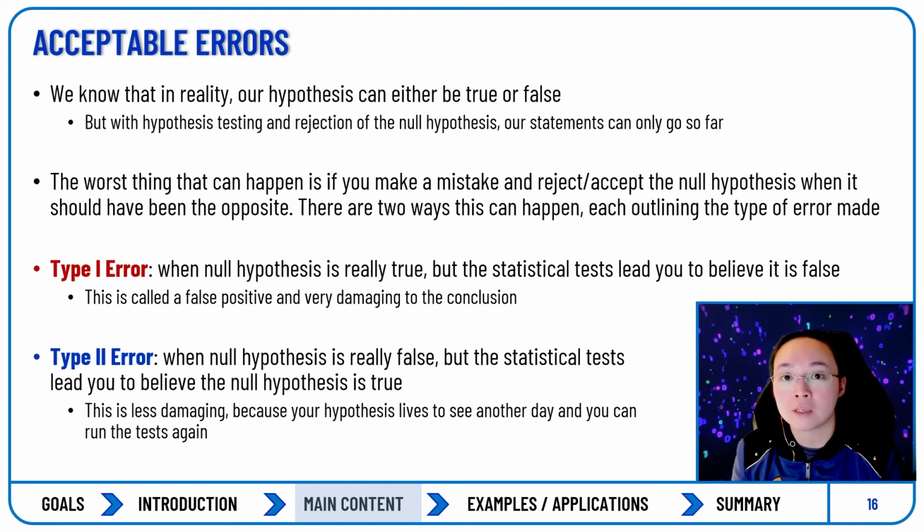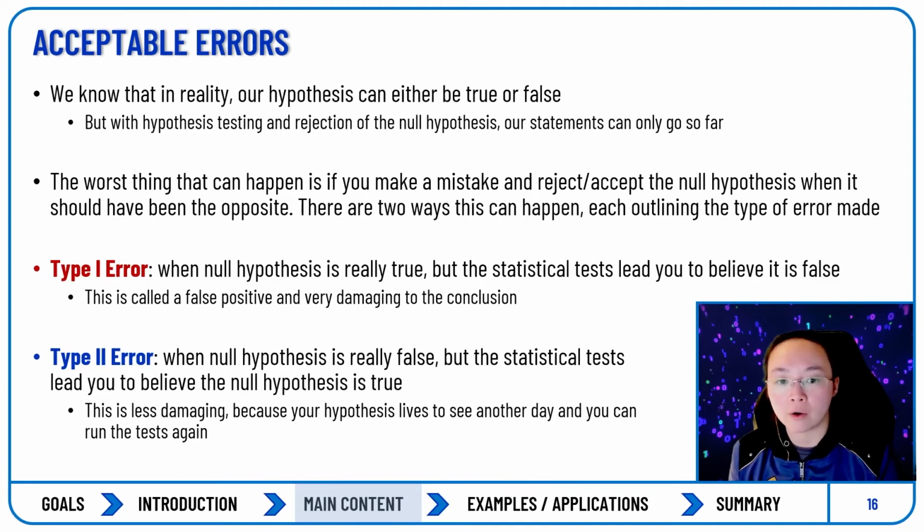Type 1 error is when the null hypothesis is really true, but the statistical tests have led you to believe that it's false. In that case, this is quite a damaging conclusion because you've basically created a false positive. When you're presenting your conclusion, it means that you've presented the opposite of what was actually taking place, and that's very hard to come back from.